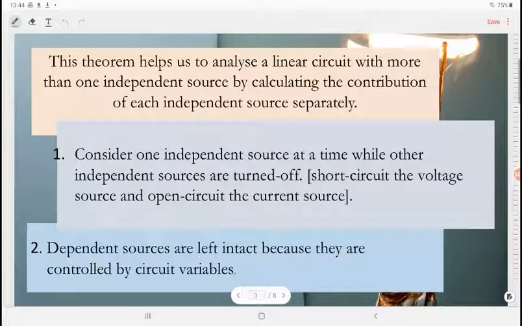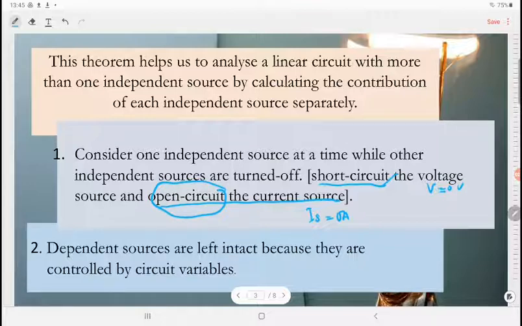That means we need to consider one independent source at a time while other independent sources are turned off. When I say turn off, that means if your circuit consists of a voltage source, in order to turn it off, you need to short circuit the voltage source. If your circuit has a current source, in order to turn off the current source, you need to open circuit it. That means we want the value of the voltage source to become 0, so we short circuit, and we want the current source to become 0 ampere, so we open circuit the current source.